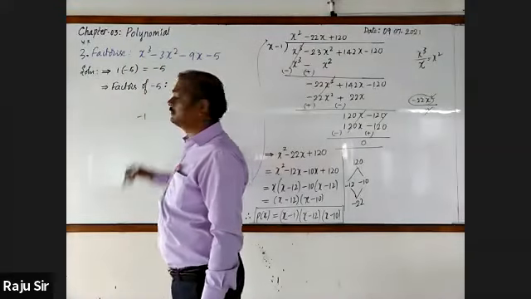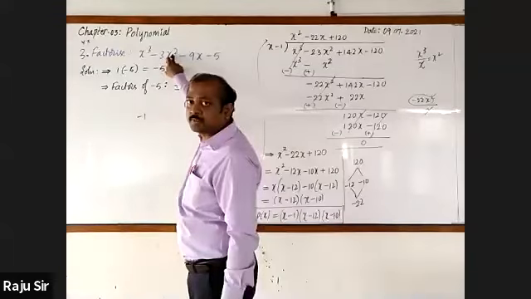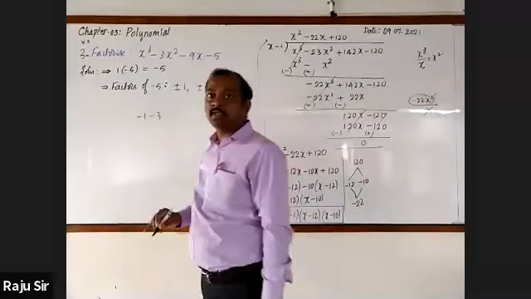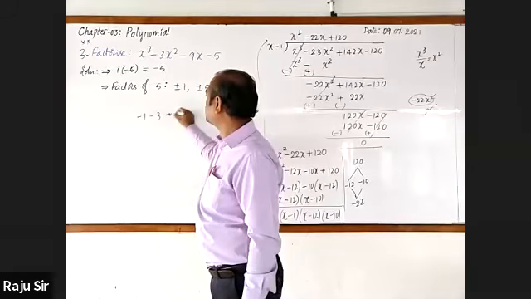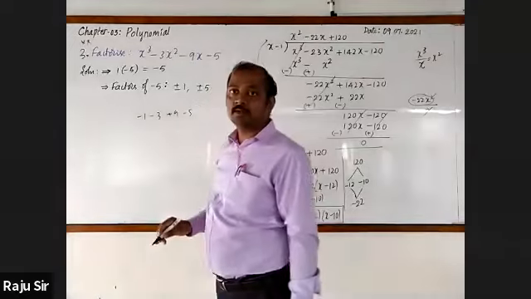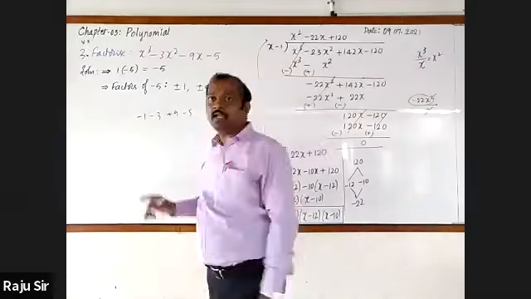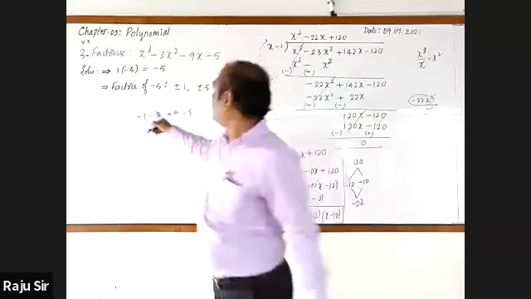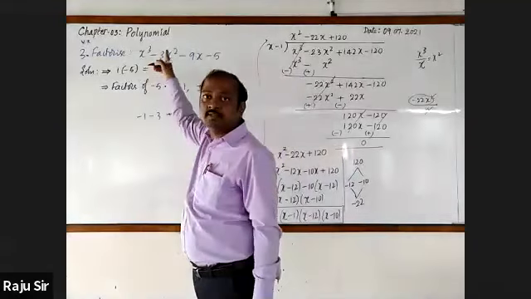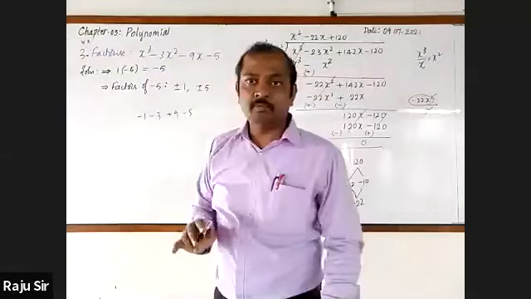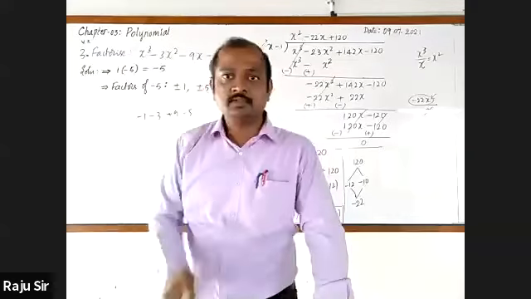Minus 1 whole cube is minus 1. Here minus 1 whole square is plus 1. 1 into minus 3 is minus 3. Minus 9 into minus 1 is plus 9, then minus 5. Minus 1 minus 3 plus 9 minus 5 is 0. So minus 1 is a zero of the polynomial.